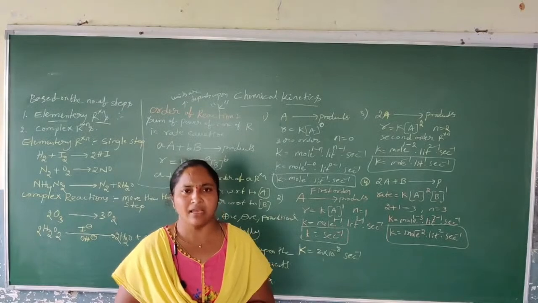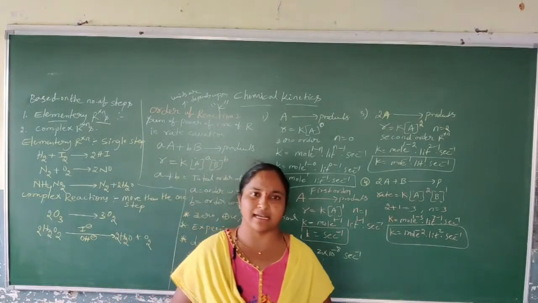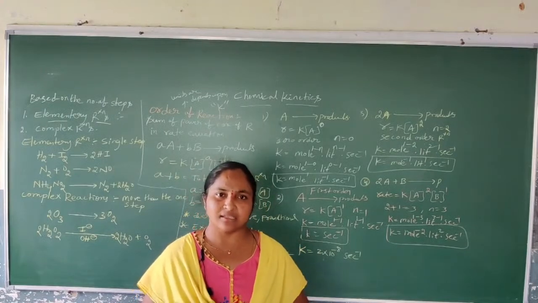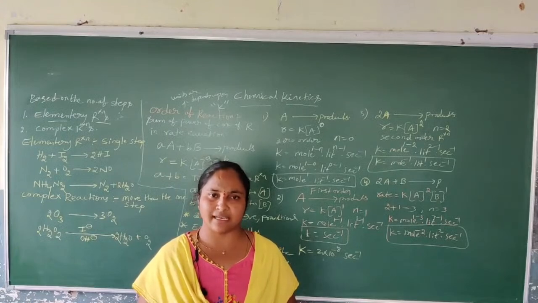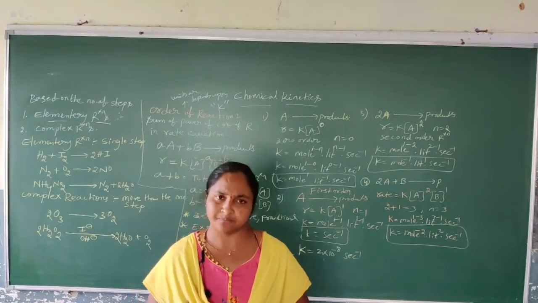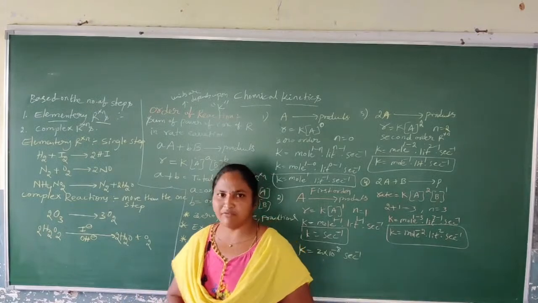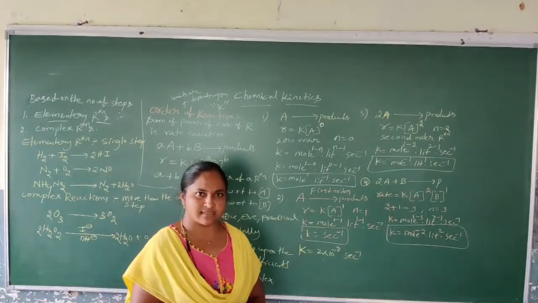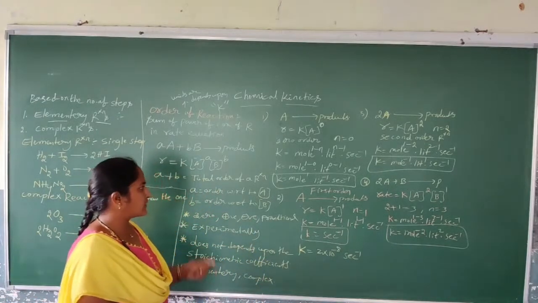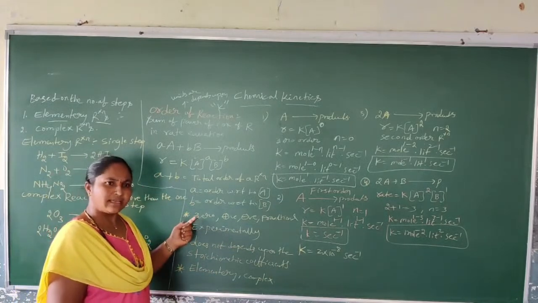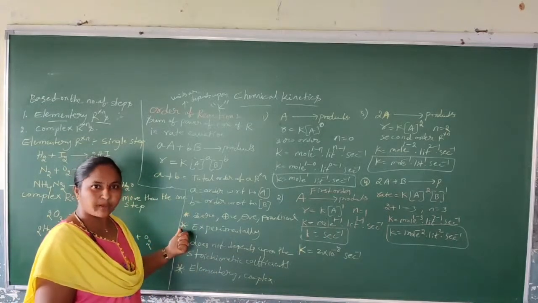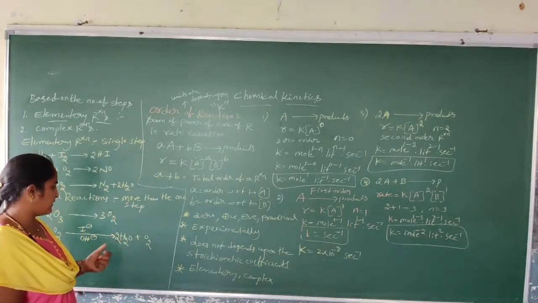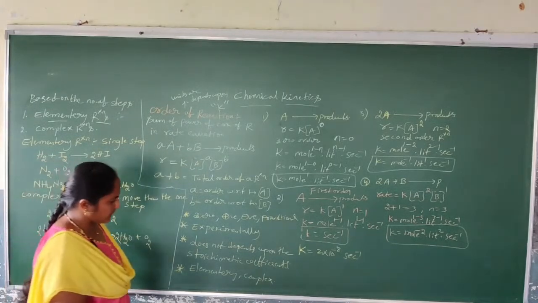Once again, I repeat: based on the number of steps, reactions are classified into two types, elementary reactions and complex reactions. Elementary reactions are completed in a single step, complex reactions are completed in multiple steps. The order of a reaction is the sum of the powers of concentration terms in the rate equation. Order values may be 0, positive or fractional. It is experimental, not theoretical. By seeing the equation, we cannot say the order of a reaction. Later on I will explain that.